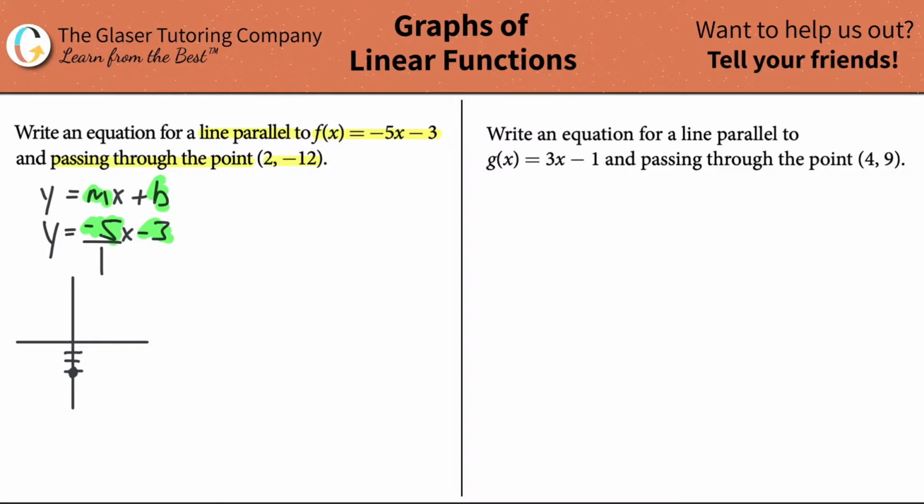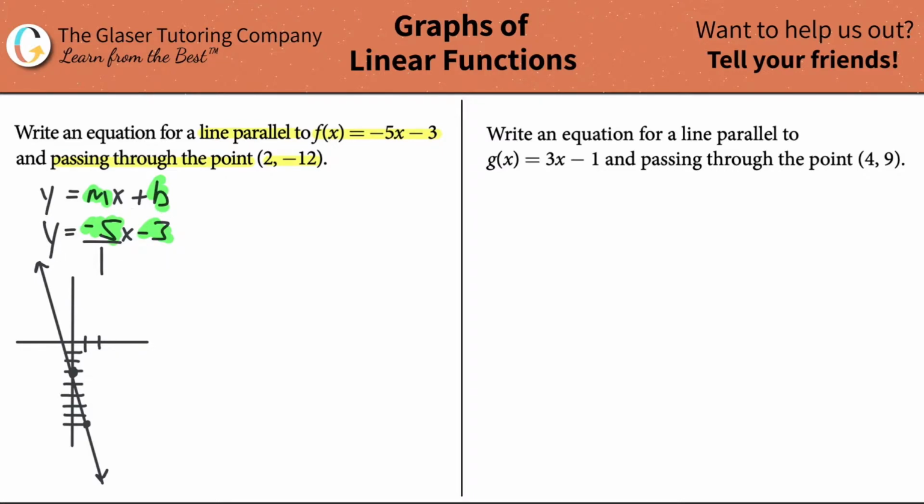Let me try to do this a little bit to scale. 1, 2, 3, 4, 5. Let me extend this on down. And let's say this is about 1, 2 or so. We'll go there. So here is about where that point is. Now I'm going to draw in the line. So there it is roughly. This black line right here represents this equation.